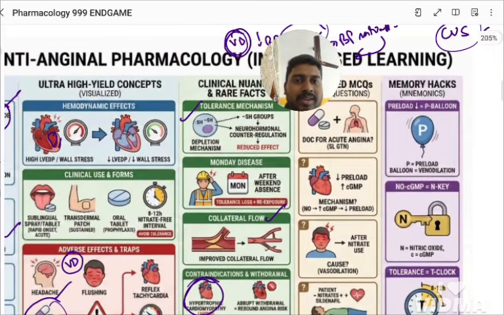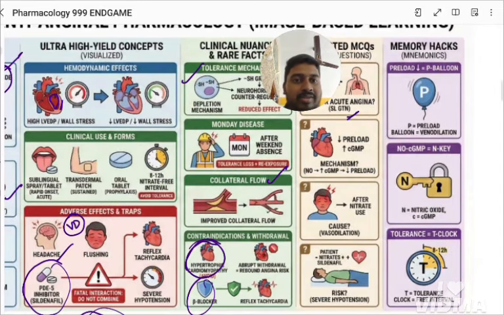So what are the predicted questions? One is, what is the drug of choice for acute angina? In acute angina, the drug of choice is sublingual nitrates. Okay, next, what is the mechanism behind the action of nitrates?